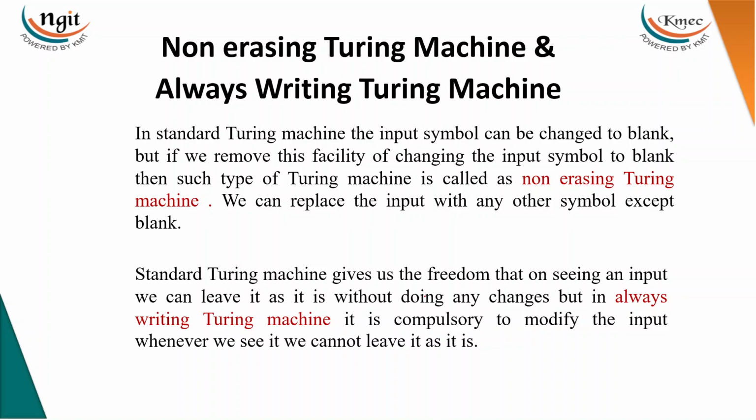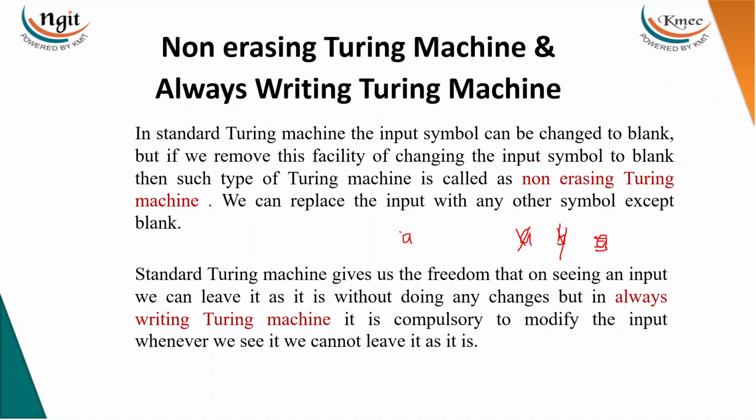We have another one called the non-erasing Turing machine. For example, normally we can change an input symbol to blank. If we remove the facility of changing the input symbol to blank, that is called non-erasing. If it is A, you can change it to X. If it is B, you can change it to Y. But changing A to blank is allowed in the general Turing machine. If you remove that, if changing the input symbol to blank is not allowed, then we call it a non-erasing Turing machine.